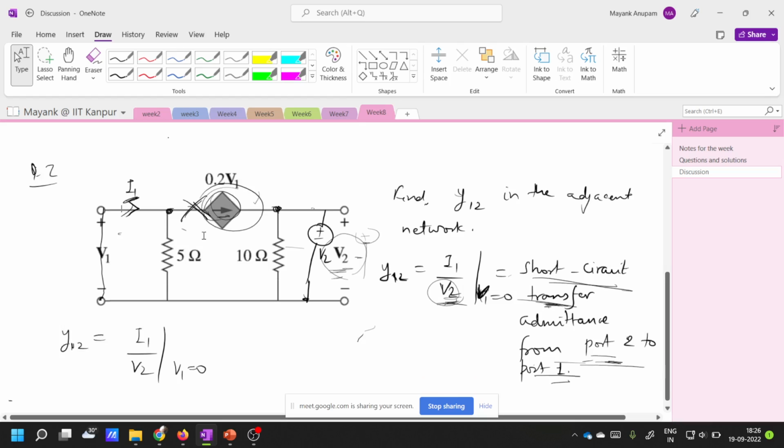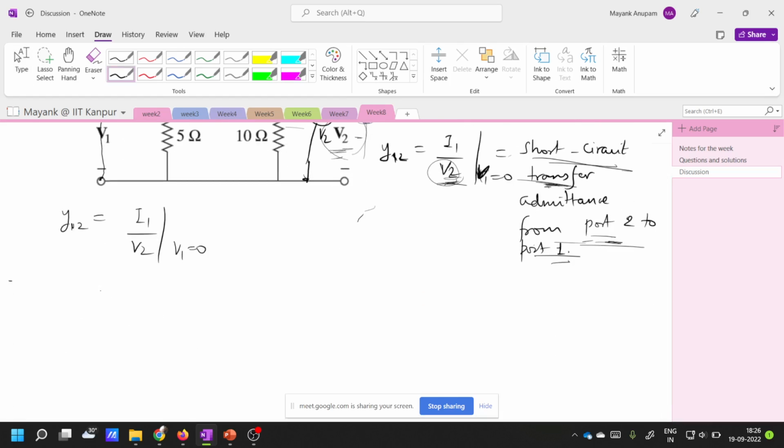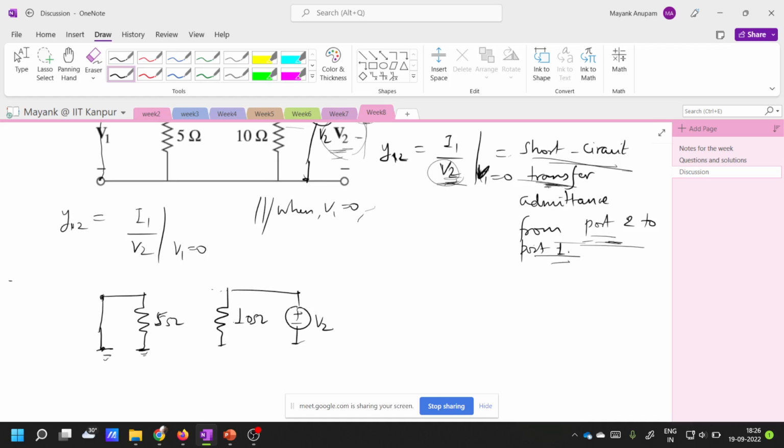So the equivalent circuit, when V1 is equal to 0, will be like this. You have a short circuit here, the first port, and then a 5 ohm resistor. After that there is an open circuit here, then you have a 10 ohm resistance, then a simple voltage source V2. And you are told to find the current, not in this direction but this direction. You have to find this current I1.